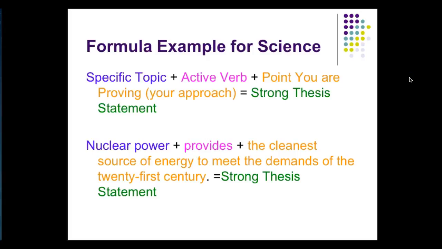Here are some other examples. For example, if you were writing about science, or a scientific topic, which could come into play if you were doing a researched argument kind of paper. You would have the same kind of formula, but you would say, nuclear power provides the cleanest source of energy to meet the demands of the 21st century. Your topic, your verb, your point.